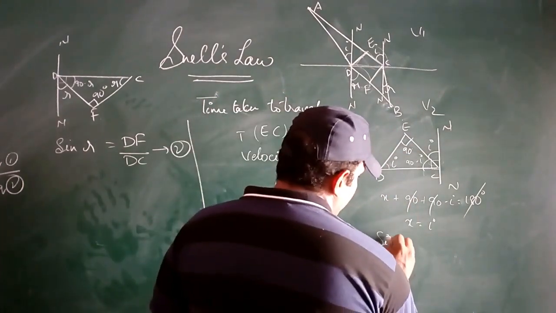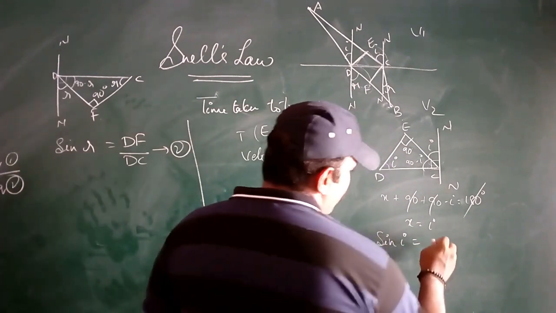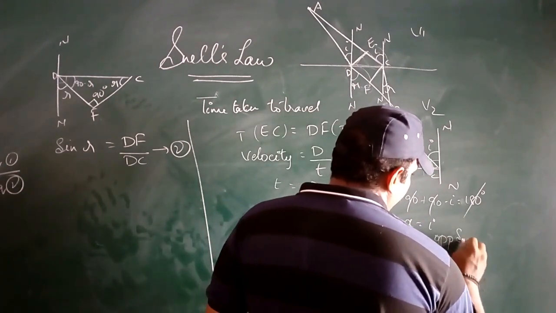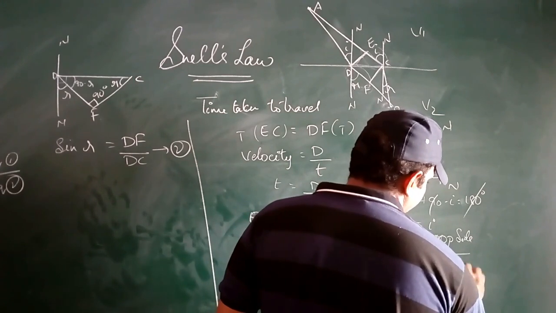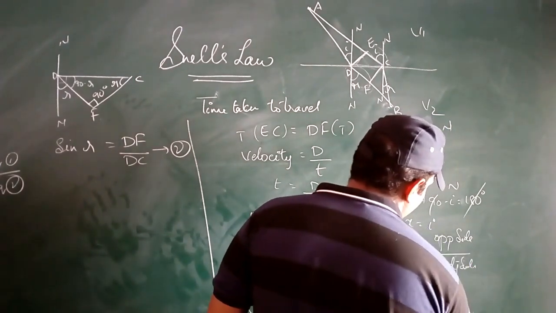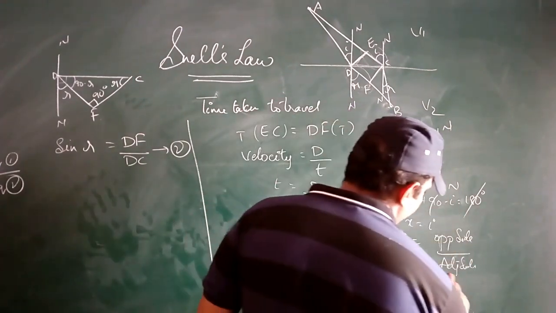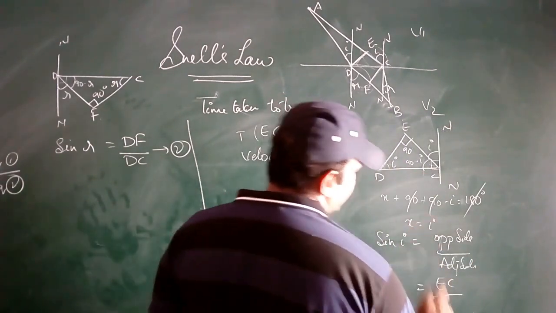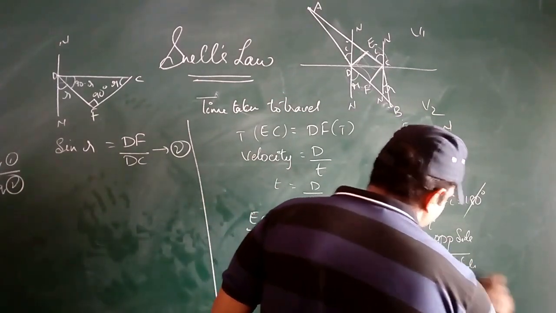Now we already know that sin I is equal to opposite side by adjacent side. See here, the opposite side is EC and the adjacent side is DC. I will take this as equation number 1.